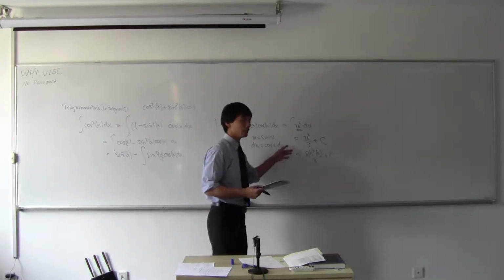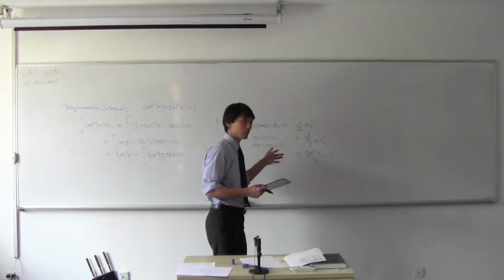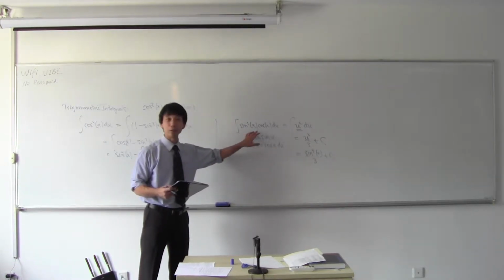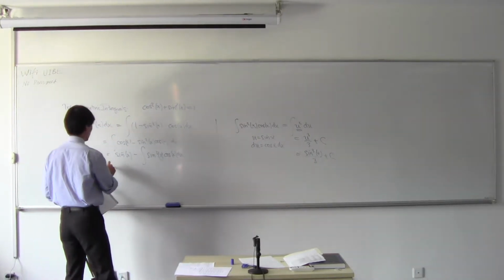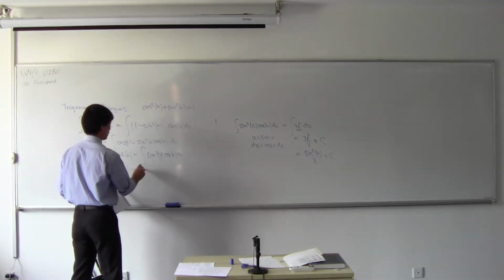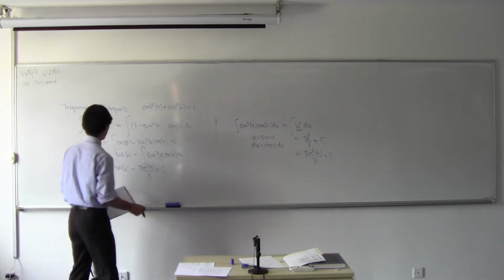Did you do something different? Do you want to tell me what you did? You found where you went wrong? Okay. Everyone okay with that? So you end up with sine x minus sine cubed x over 3 plus a constant.